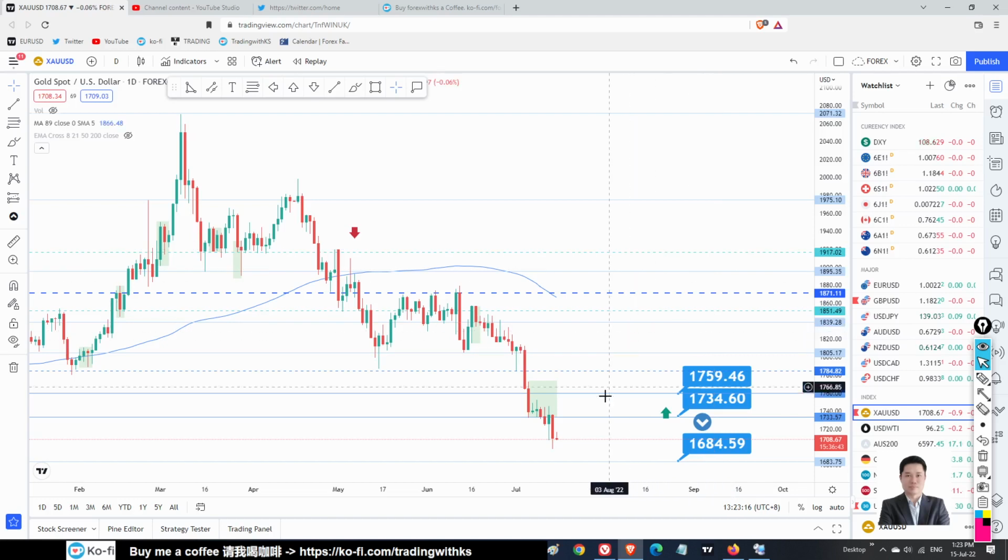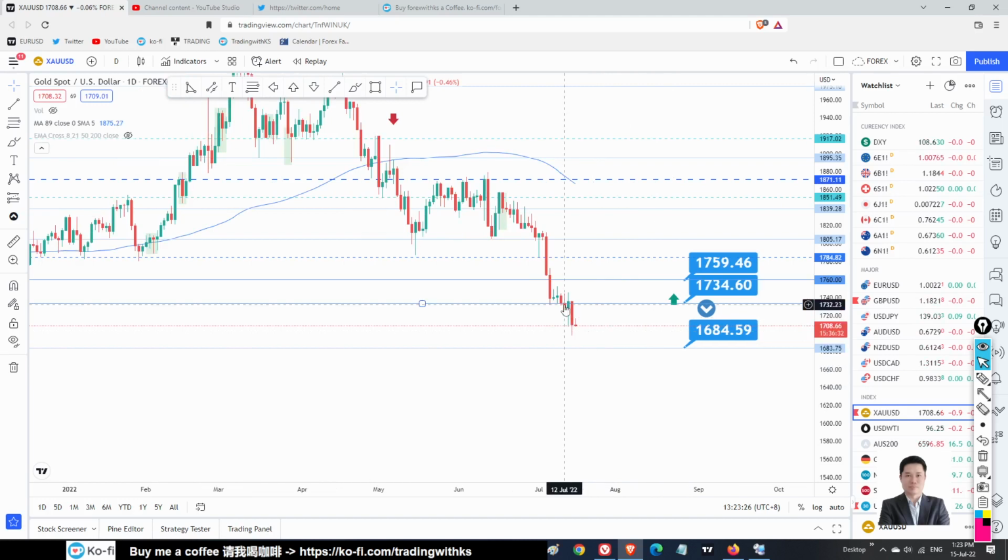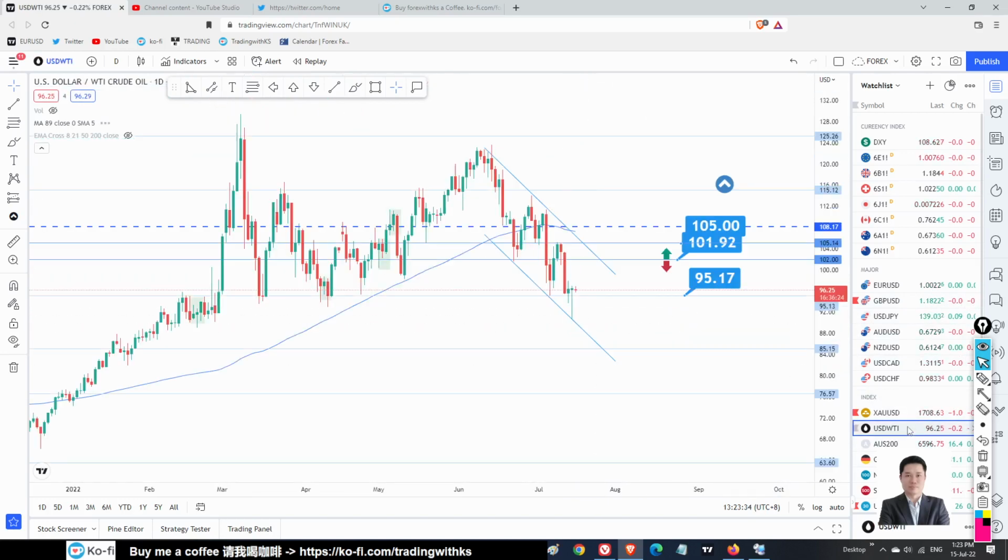Gold is unexpected. I thought that gold is going to rebound over here, but it did not. So this is unexpected, gold dropped again. It looks like gold is really going to 1684. Probably if you want to trade, you can trade gold, continue to sell. Oil, we got a pin bar over here yesterday, so there is a possible rebound, back towards this area, back towards 101, before probably it will continue to go down. So a rebound is possible.